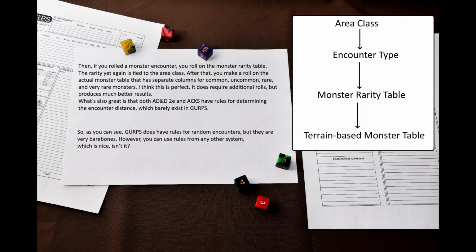What's also great is that both AD&D 2E and ACKS have rules for determining the encounter distance, which barely exist in GURPS. So as you can see, GURPS does have rules for random encounters, but they are very bare bones. However, you can use rules from any other system, which is nice, isn't it?